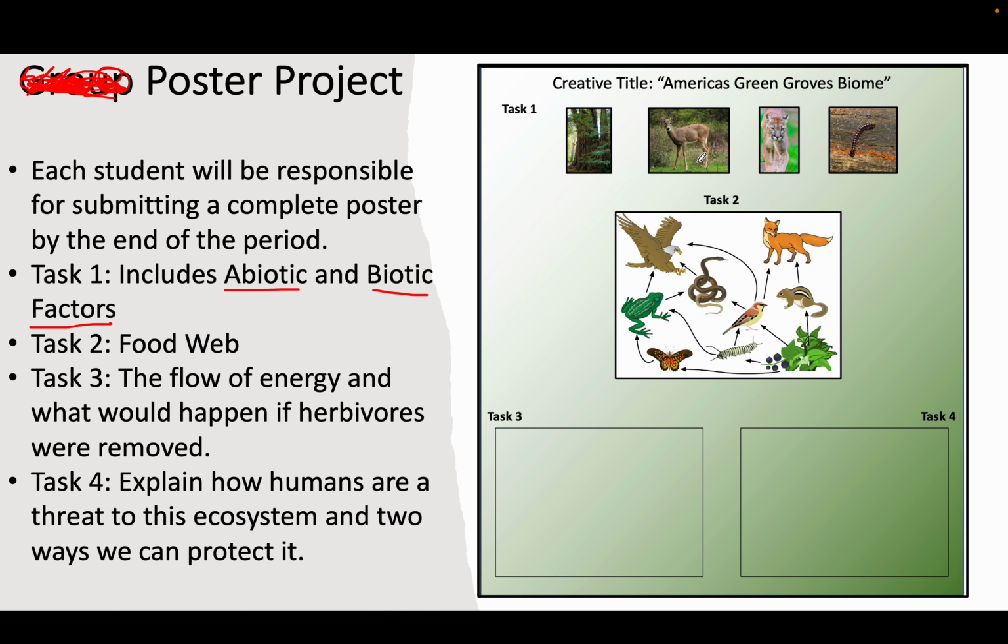leaves of that tree. So your food web is going to be detailed based on all the organisms you have on this paper. Task 3.